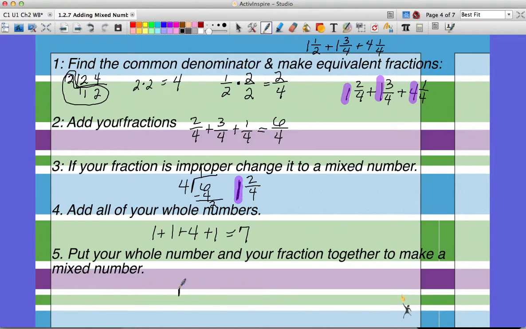So now I take the whole number that I got, I put it with my leftover fraction, which is 2/4, but I also need to simplify, so I can divide the top and the bottom by 2, and I get 7 and 1/2 as an answer. And it's 7 1/2 inches, because that was my label from before.